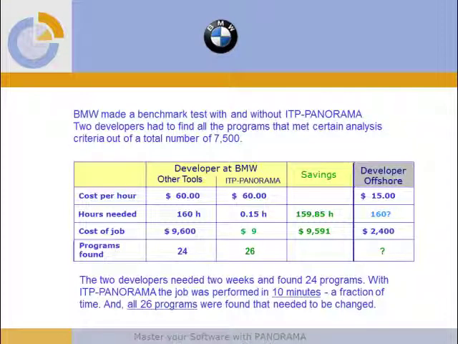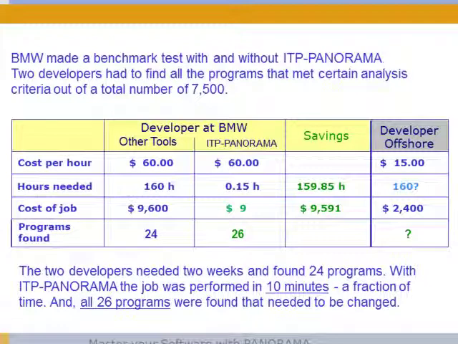BMW made a benchmark test with and without ITP-PANORAMA. 2 developers had to find all of the programs that met certain criteria, and they found in 7,200 programs 24 relevant ones. With ITP-PANORAMA, they found in 10 minutes all the 26. So not only is it going much faster, the quality is also much higher.